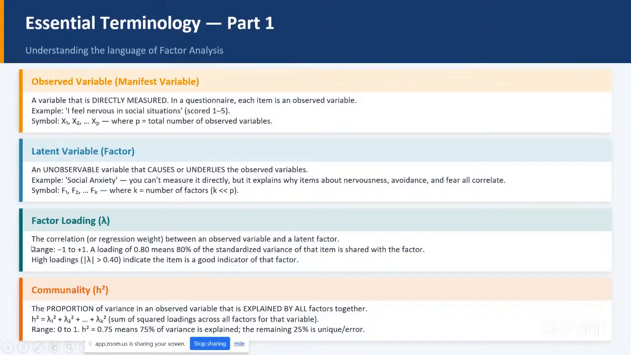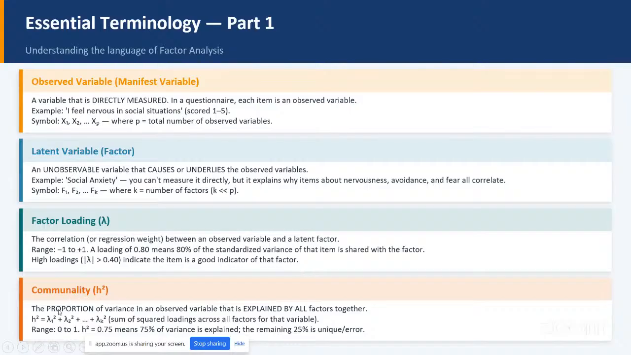Now the factor loading. What is factor loading? The correlation or the regression weight between an observed variable and a latent factor. The range is -1 to 1. A loading of 0.80 means 80% of the standardized variance of that item is shared with the factor. If we have the observed variable, does it correlate to that latent factor or not? We will know this by the factor loading. I will show you the exact model, then it will be clearer to understand. High loadings indicate that the item is a good indicator of that factor.